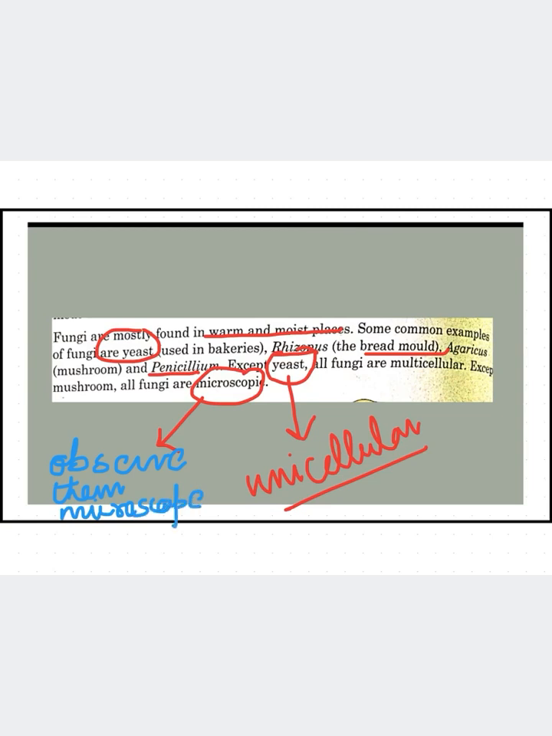And can you name a fungus which can be seen with naked eyes? देख सकते हैं. Correct. Mushrooms. We can see mushrooms. Rest all fungi are microscopic in nature. We can only see them under the microscope. Okay?